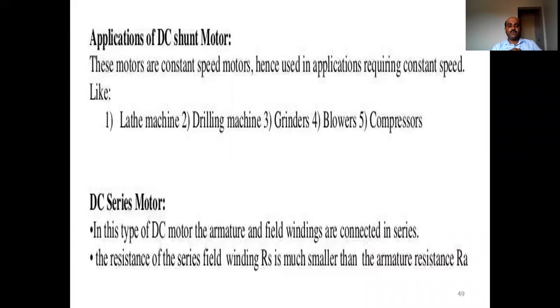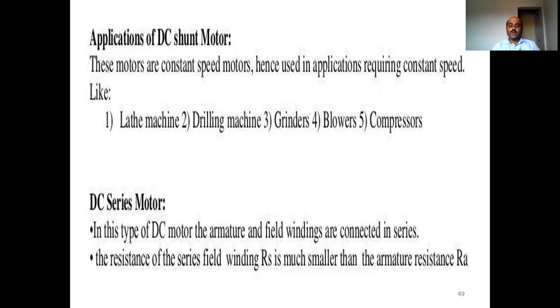Next come the applications of a DC shunt motor. These motors are constant speed motors, hence used in applications requiring constant speed, like a lathe machine, drilling machine, grinders, blowers, or compressors. So we use DC shunt motors where the speed needs to be very constant, especially in the case of lathe machines, drilling machines, grinders, blowers, or compressors.